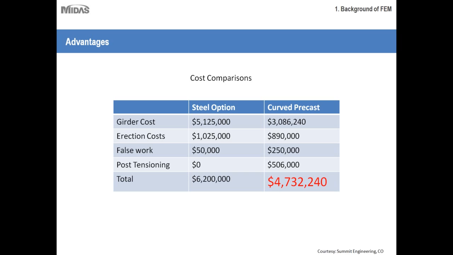And post-tensioning, steel doesn't need any post-tensioning, whereas curved precast girder needs post-tensioning. So even if you take everything into account, add everything up, you will still see curved precast girders are much more economical as compared to their next best option, which is steel.